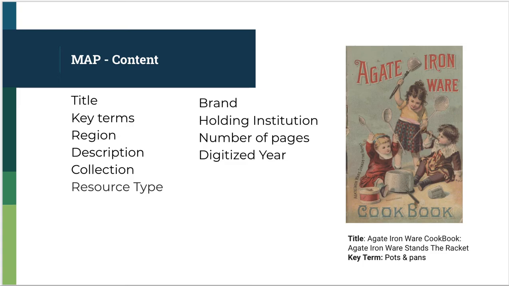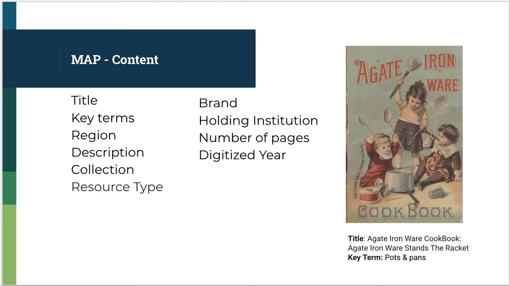My next item is collection, which indicates the larger collection that an item is part of. Resource type is the high-level designation of the content of the resource, and I am using DCMI types as a controlled vocabulary for my resource type. My next item is brand, which consists of several brands of pre-processed foods that are used in the items.